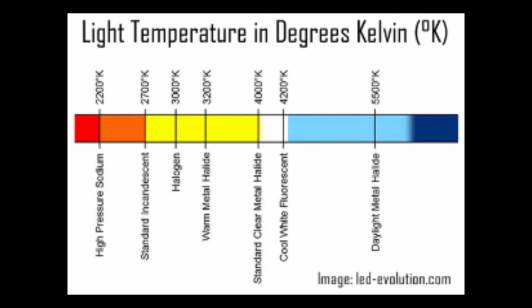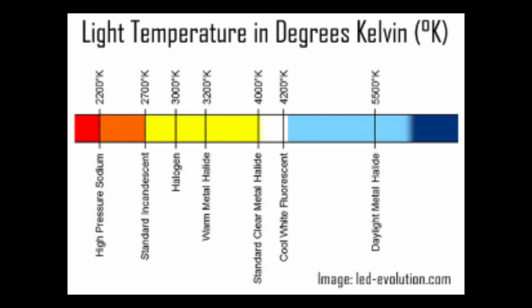When you're purchasing your lights, they'll always have a degree Kelvin number on them. So high pressure sodium bulbs are usually in the 2200 K, while metal halide bulbs, warm metal halide bulbs, are in 3200. Standard clear metal halides are in 4000. Cool white fluorescents are in 4200. Daylight metal halides are in 5500. And daylight white lights, fluorescent lights, they're usually in the 6500 range.